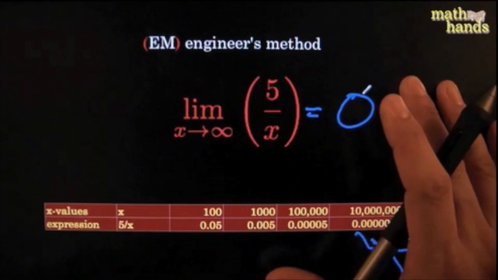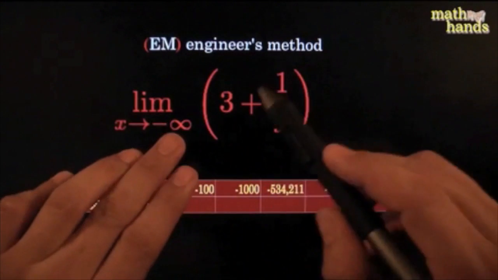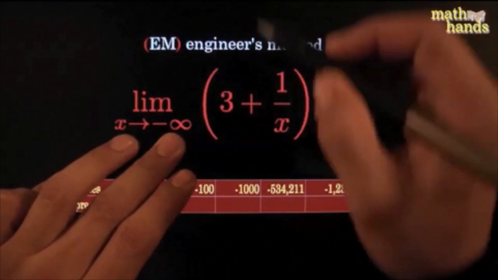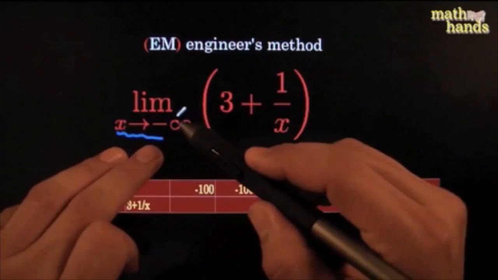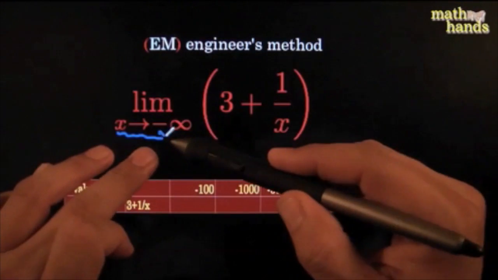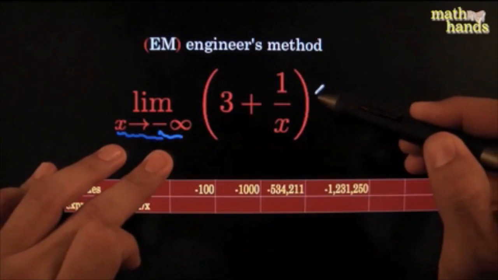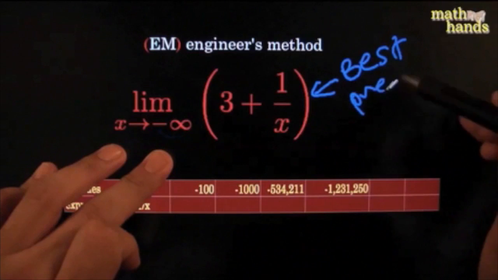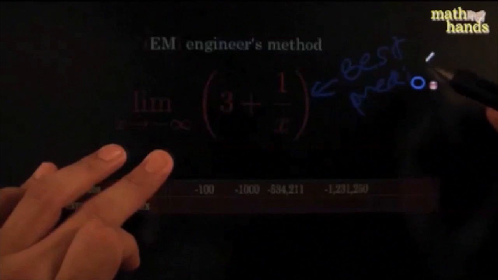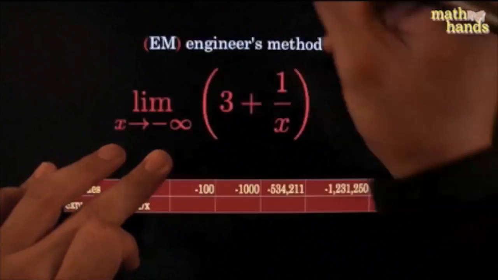Let's try another example. So here's our second example. Suppose you wanted to find the best prediction for the quantity 3 plus 1 over x as x moves towards negative infinity this time. So we're trying to find the best prediction of this. What is the best prediction?